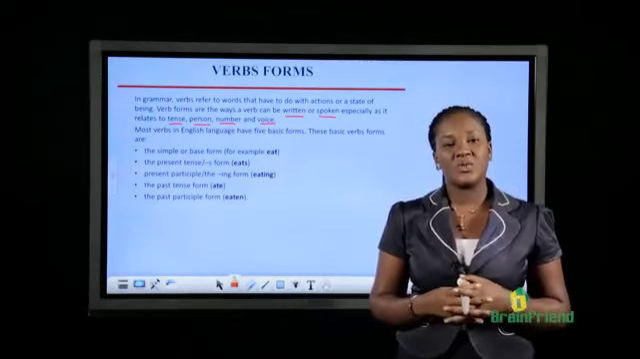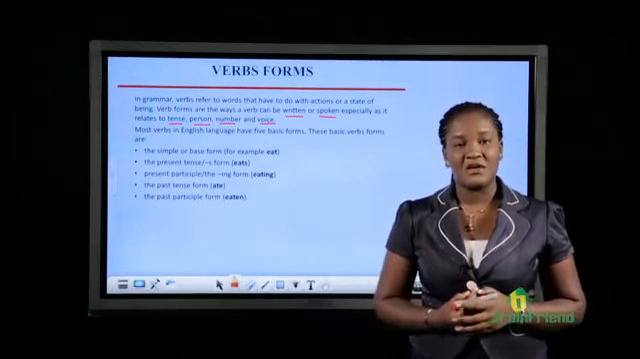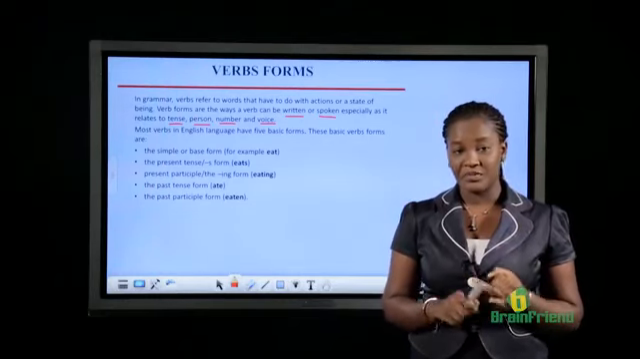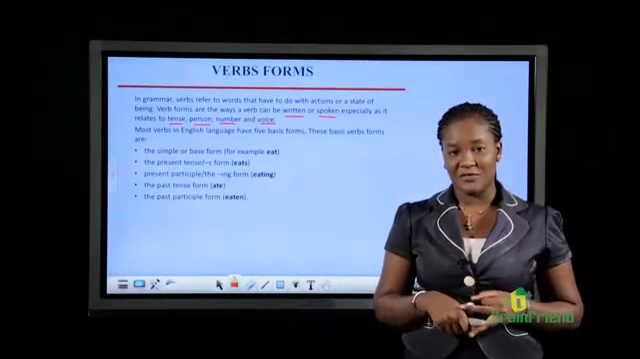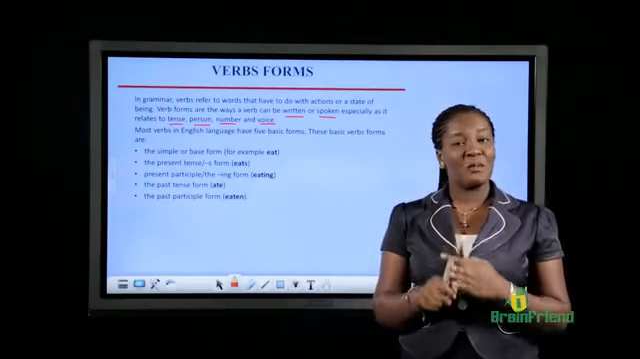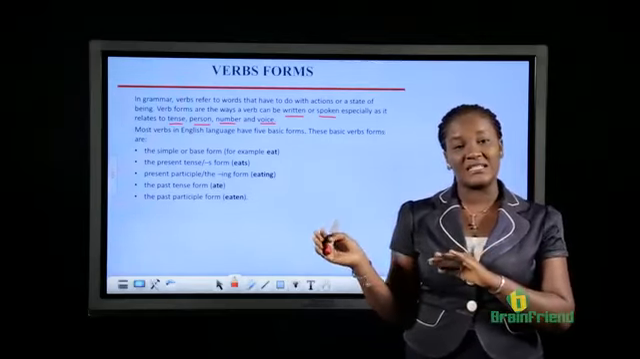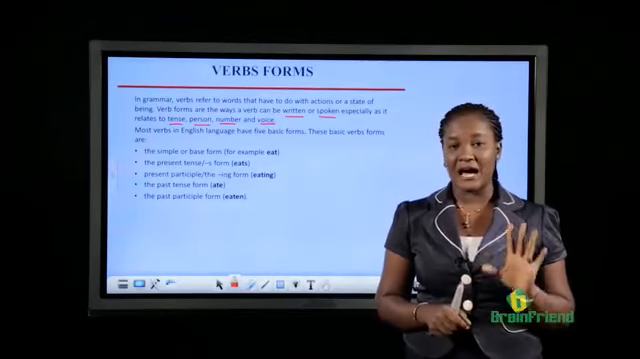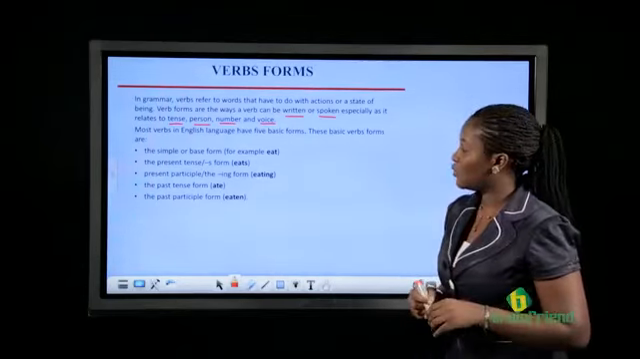Now, in English language, we have 5 basic verb forms, and they include 1, the base form, 2, the simple present tense form, 3, the present tense form also, but with the special ending ing, 4, the past tense form, and 5, the past participle form.